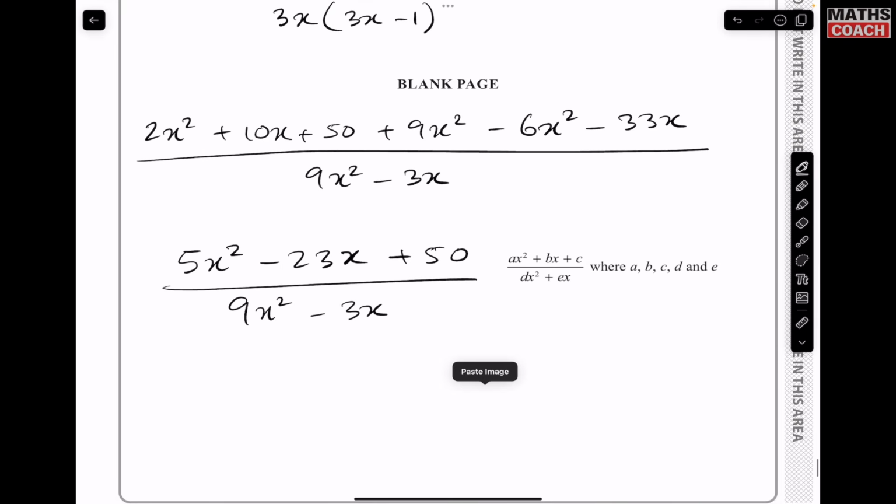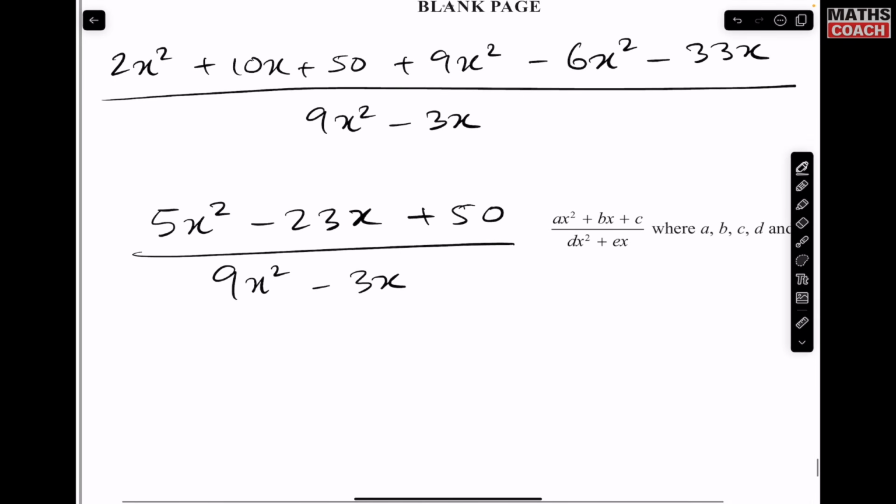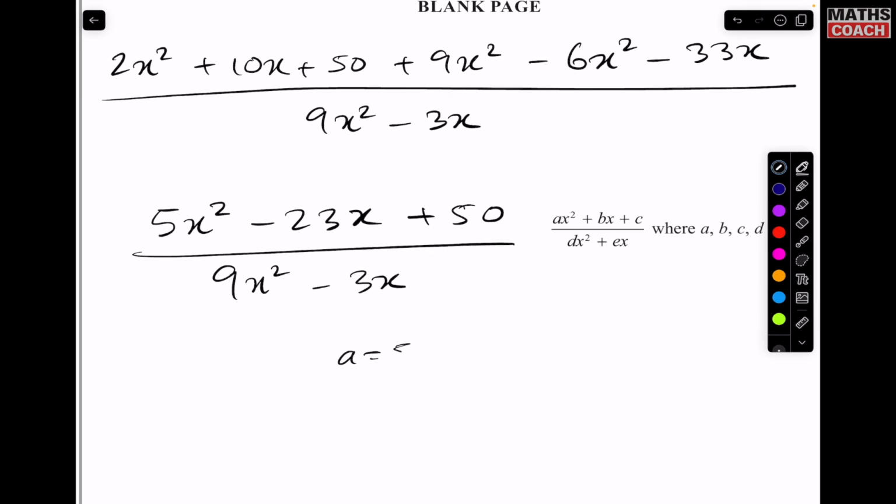So our A is equal to 5, our B is equal to minus 23, so let's write them down. Our A is equal to 5, our B is equal to minus 23, our C is equal to 50, our D is equal to 9, and our E is equal to minus 3. And there's your full and final answer.